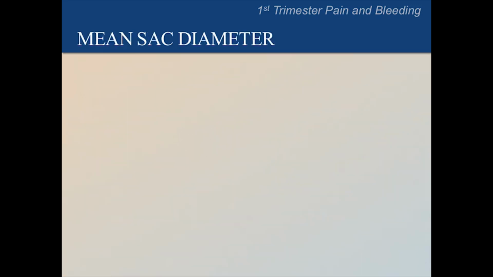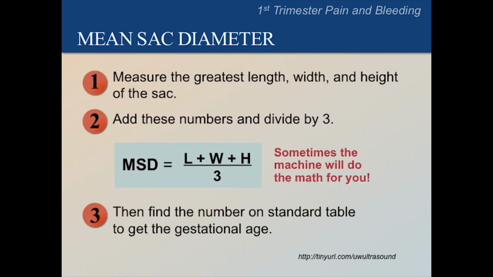Now let's review our previous lecture on mean sac diameter. Please pause the video now to ask participants to recall how the mean sac diameter is used and the steps to calculate a mean sac diameter. The mean sac diameter is used to estimate gestational age when you see a yolk sac but no fetal pole. To find the mean sac diameter, follow these steps. First, measure the greatest length, width, and height of the sac. Add these numbers and divide by 3. Then find the number in your handbook tables to calculate the gestational age.